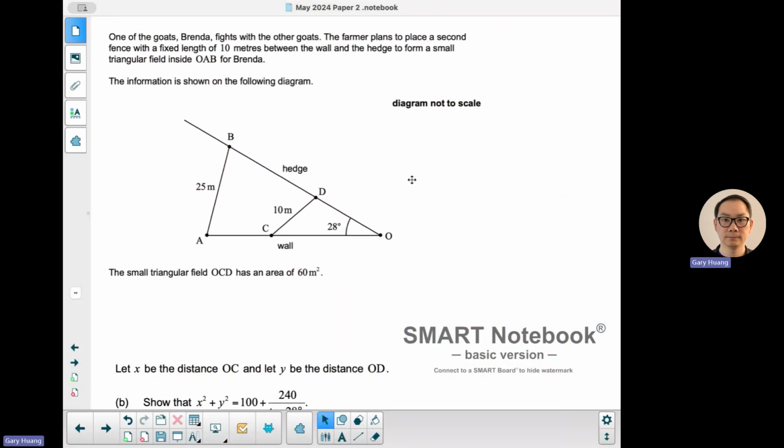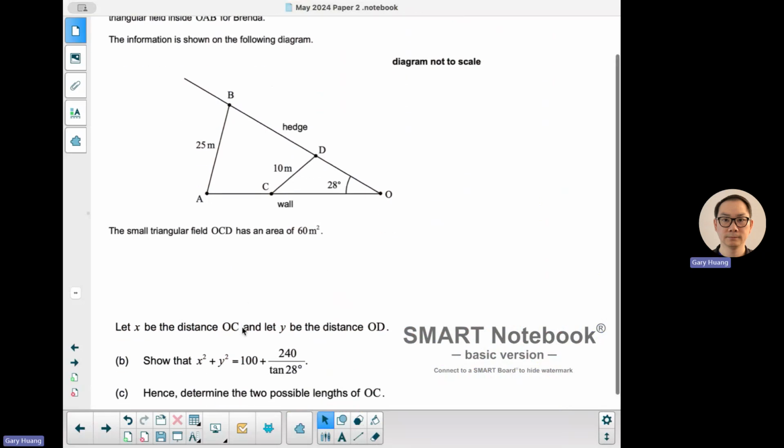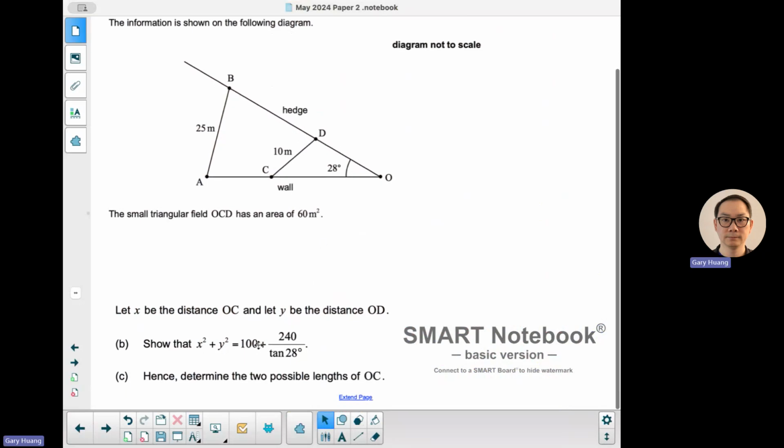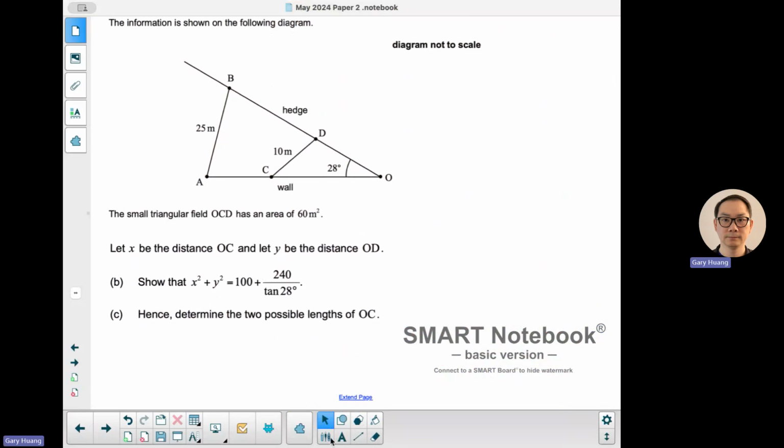They're adding a fence 10 meters long between the walls. So you can see how CD here is 10 meters. The small triangular field OCD has an area of 60 meters squared. It says let the distance OC be, no, sorry, OC be x. This is OC, and OD be y.